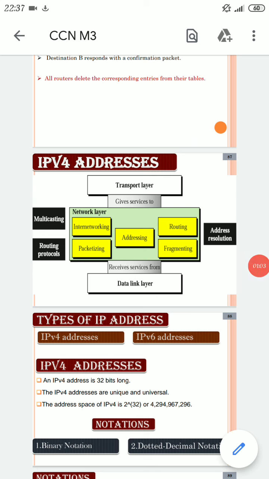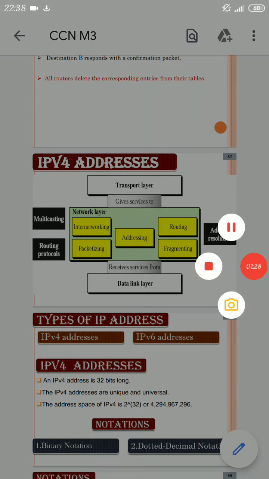The addressing mechanism used in the network layer we call the IP address. So what is this IP address? It is defined as an identifier used in the IP layer to identify the connection of each device to the internet, called the internet address or IP address.